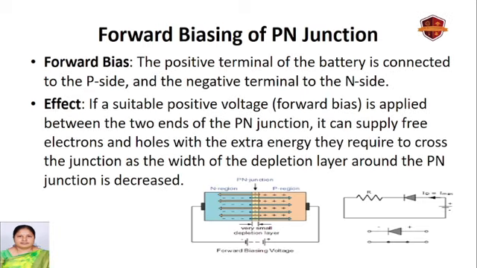Next we see about the forward biasing of the PN junction. As I already told, the positive terminal is connected to the P side and the negative terminal is connected to the N side. You can see this in the diagram. If a suitable positive voltage is applied between the two ends of the PN junction, it can supply free electrons and holes with the extra energy they require to cross the junction, as the width of the depletion layer around the PN junction is decreased.